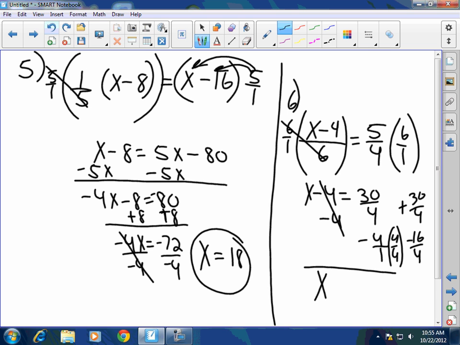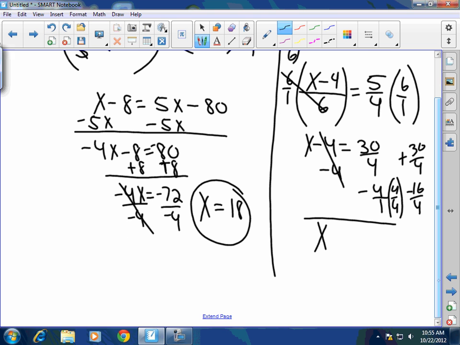So what's the answer here going to be? Wait, this is an addition, sorry. So that's going to be 46/4, which is 23 halves, which is 11.5. Not that difficult.